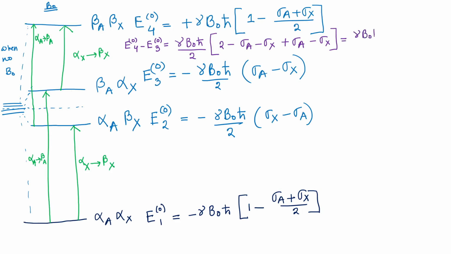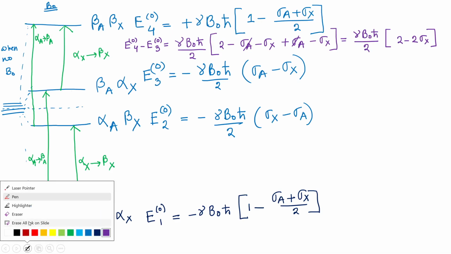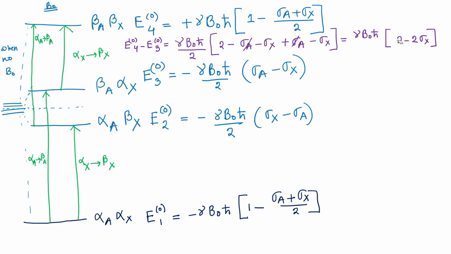So what do we actually have? Gamma B0 H cut by 2 into 2 minus 2 sigma X. So we can take this 2 outside and the 2 will cut. Let us erase this 2. I'll write 1 here. So what do you think? What is this quantity? It is the Larmor frequency, so this is the energy.